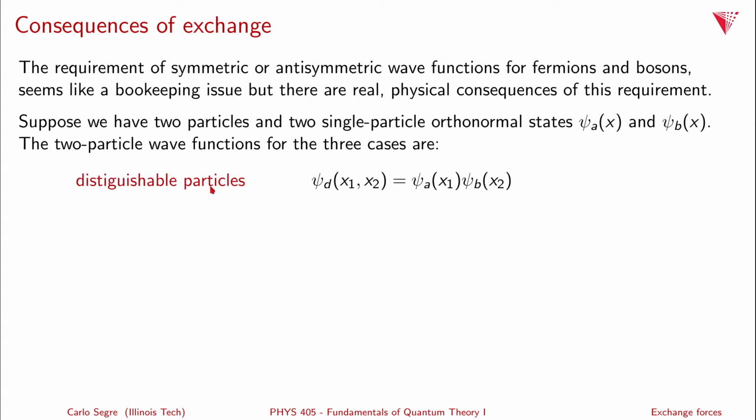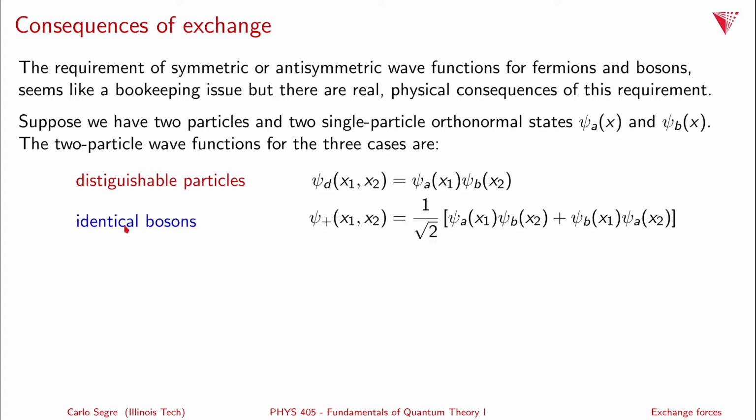For distinguishable particles, let's assume you have two particles that have the same mass but are distinguishable. For example, an electron and a positron might be an example. You have the distinguishable wave function psi sub d of x1, x2 is equal to psi A of x1 times psi B of x2.